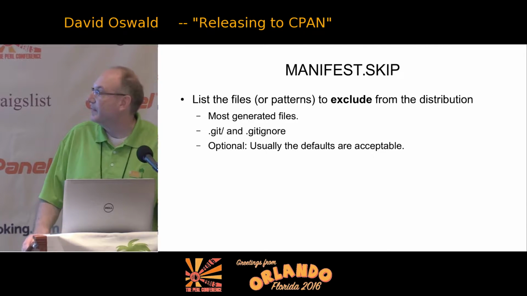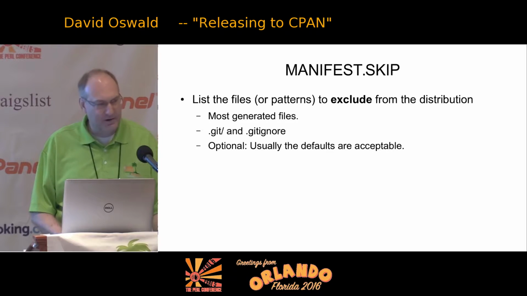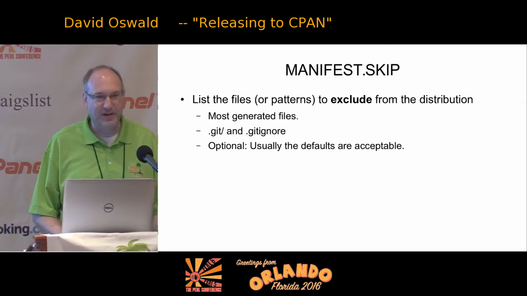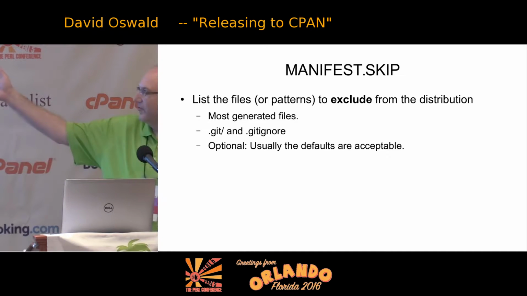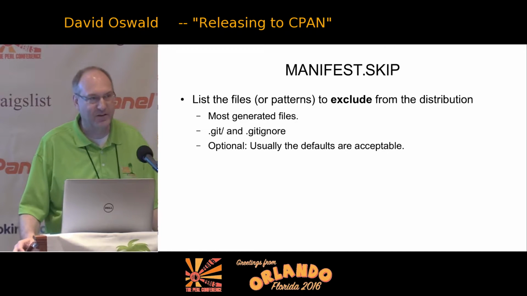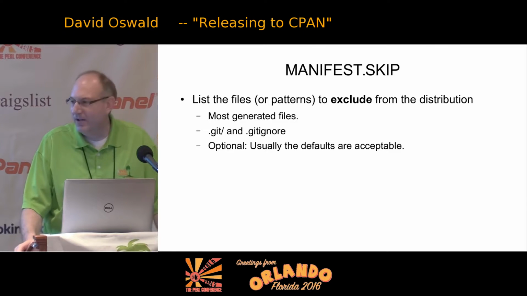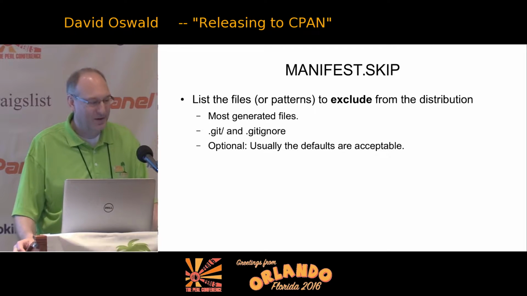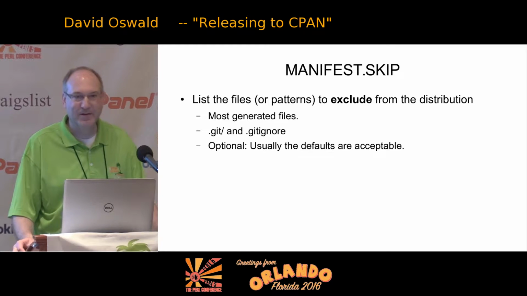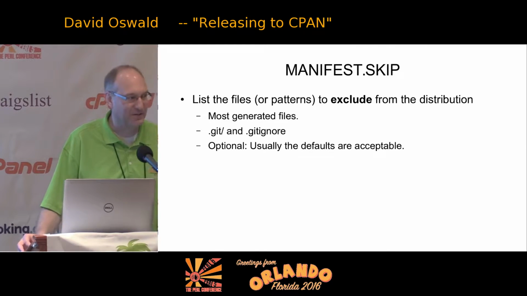And you're going to put generated files in there too if you've got things that are generated. Now usually the defaults are enough unless it's a version control supported module, in which case you would want to enumerate all of the things that you want it to skip, including the ones that you normally get by default. And you can look that up in the documentation for ExtUtils::MakeMaker for what the defaults are in the manifest skip.